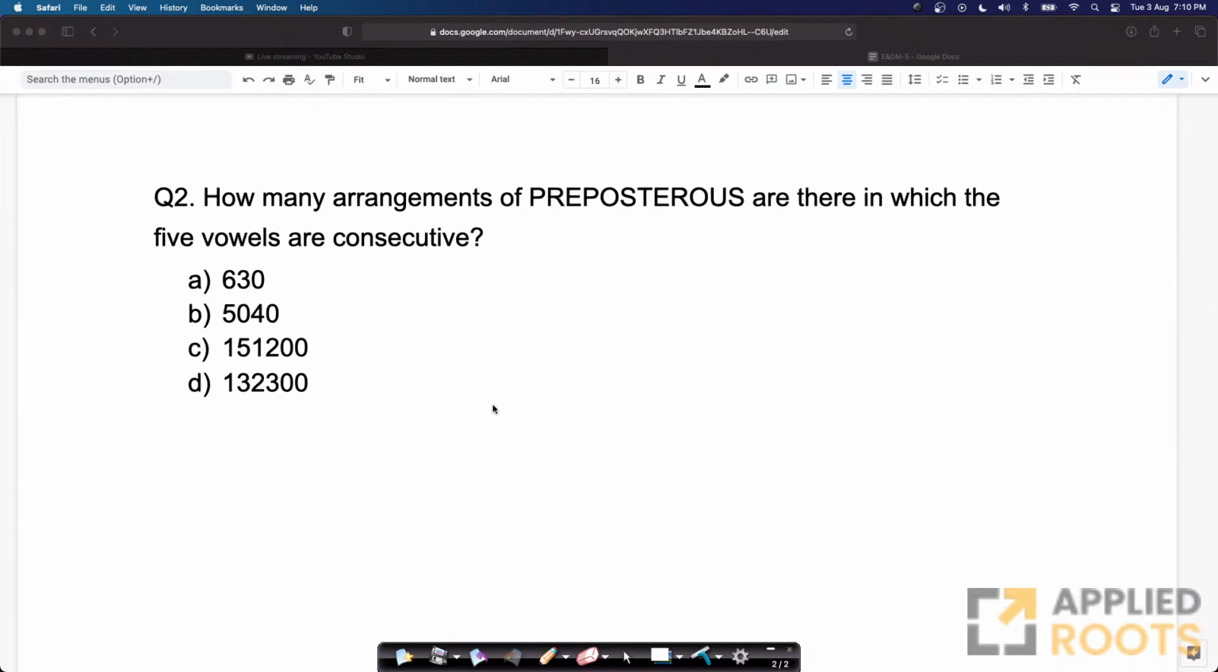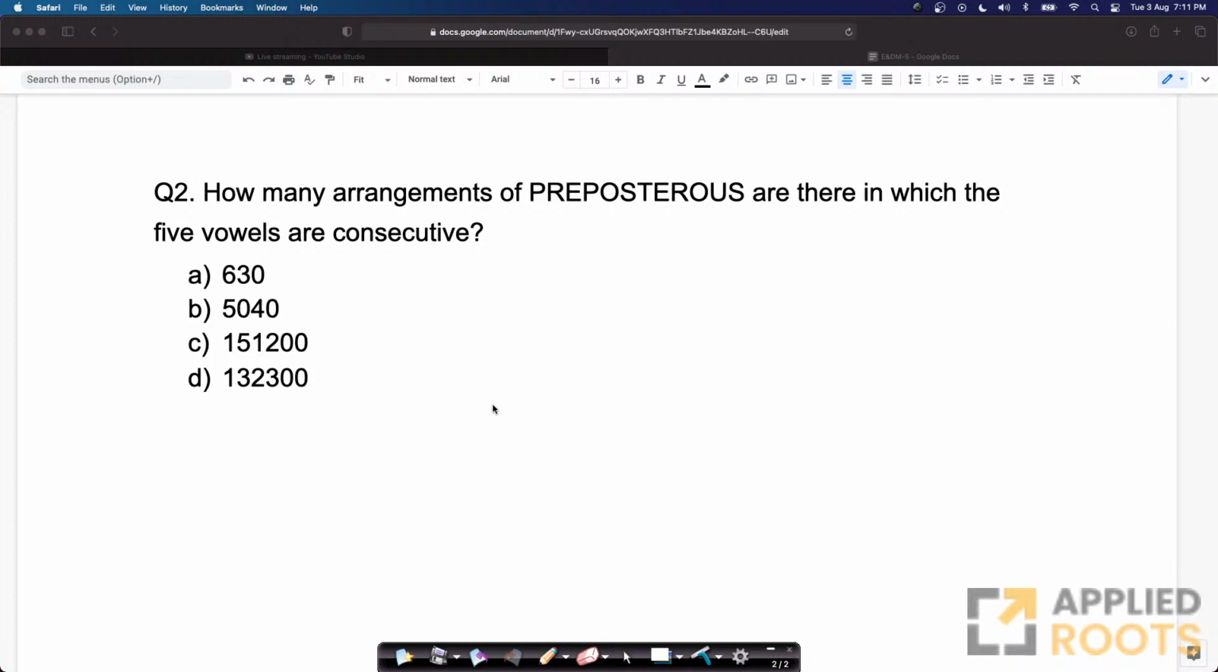Again, a combinatorics problem. Please read the question carefully. Again, think from first principles. Don't try to apply formulae because you might misapply it. This is an MCQ because nothing else has been stated here.